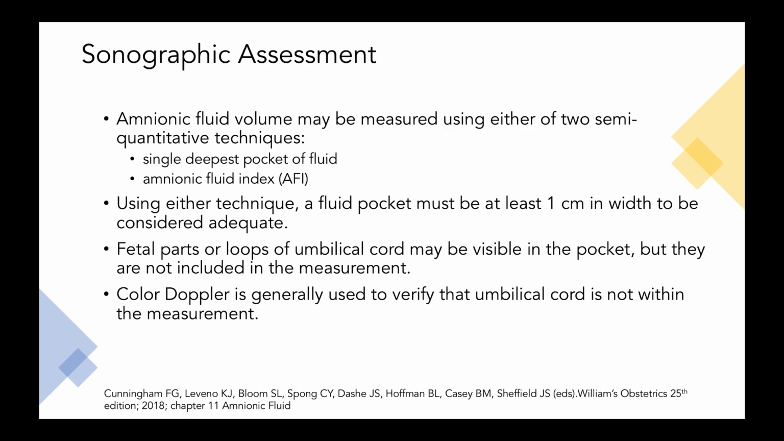As for the sonographic assessment, amniotic fluid volume can be clinically measured using either of 2 semi-quantitative techniques. Either we do an SDP, or single deepest pocket of fluid, or an AFI, which is amniotic fluid index. Using either technique, a fluid pocket must be at least 1 centimeter in width to be considered adequate. Fetal parts or loops of umbilical cord may be visible in the pocket, but they should not be included in the measurement. Color Doppler is generally used to verify that umbilical cord is not within the measurement.